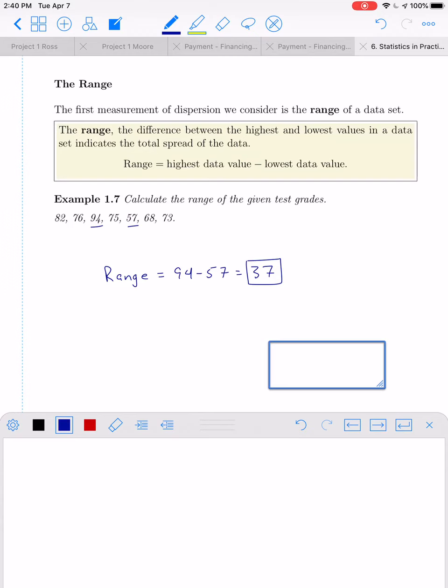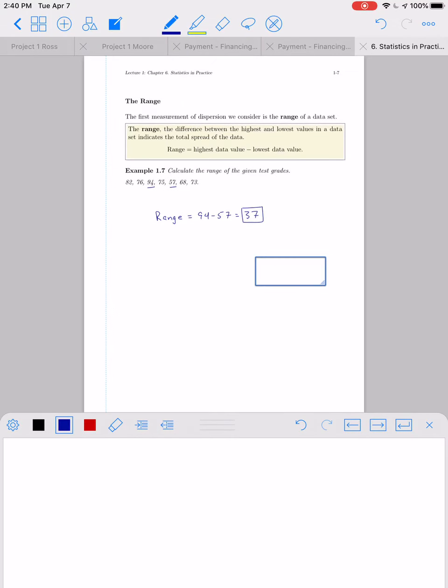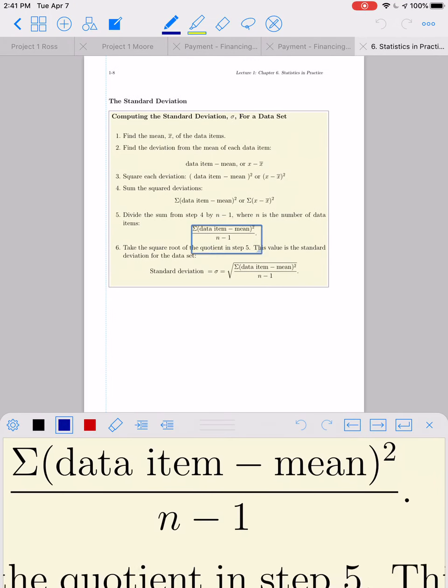Taking the lowest value to the highest value tells you what realm of data, what range across the number line our data can occur at. So it doesn't quite tell us, though, what the average, in some sense, space between data items is. In other words, if we were to arrange them, what's the average step from one data item to the next? So that's what the standard deviation actually does for us.